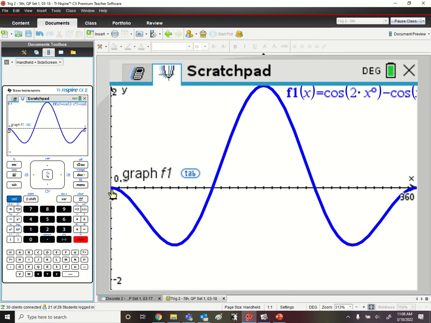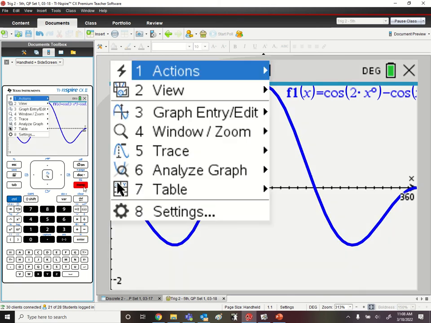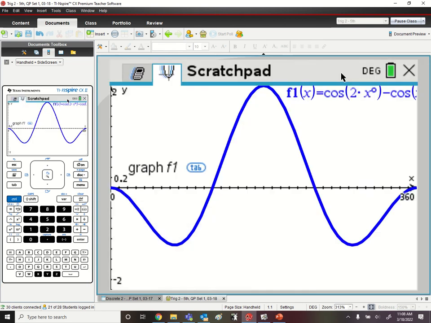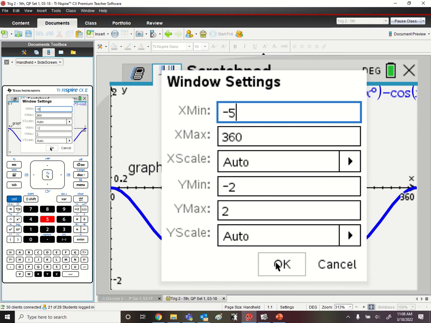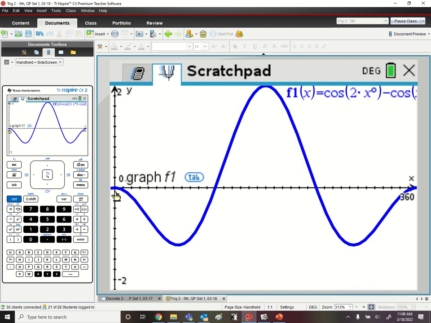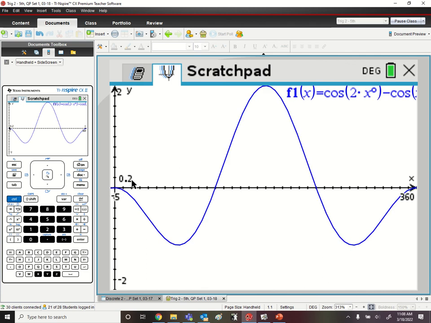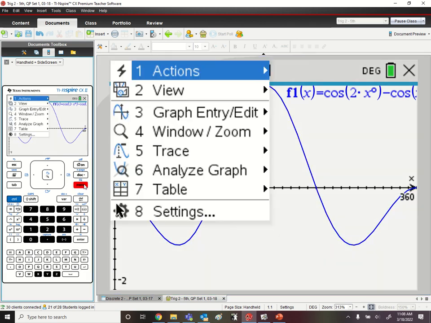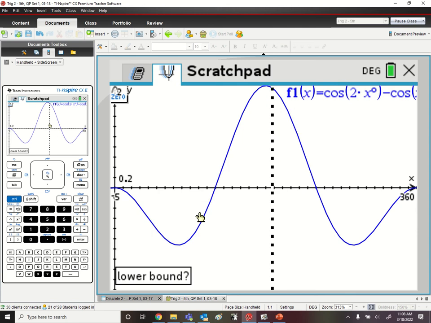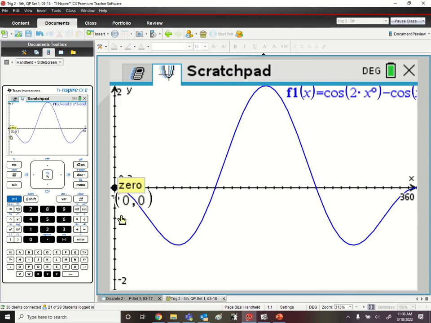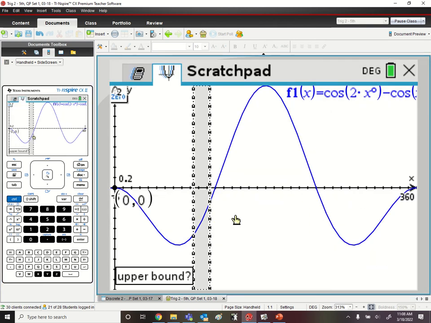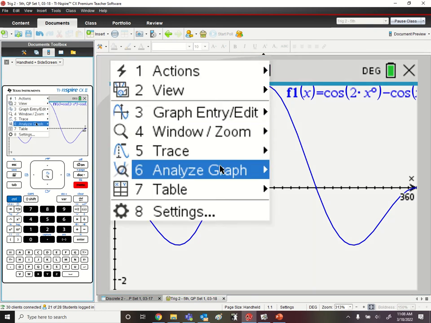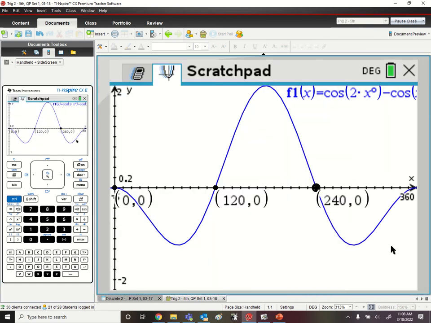But can it be 0? Yeah, so let's check it for 0. Menu, window, right here, and change my x-min. What are we changing the x-min to? -5. Let's do that. All I have to do is move it over a little so I can get my cursor to the left of this to check if 0 is an answer. So is 0 an answer? Yes, it is. Menu, analyze, 0. There we go.